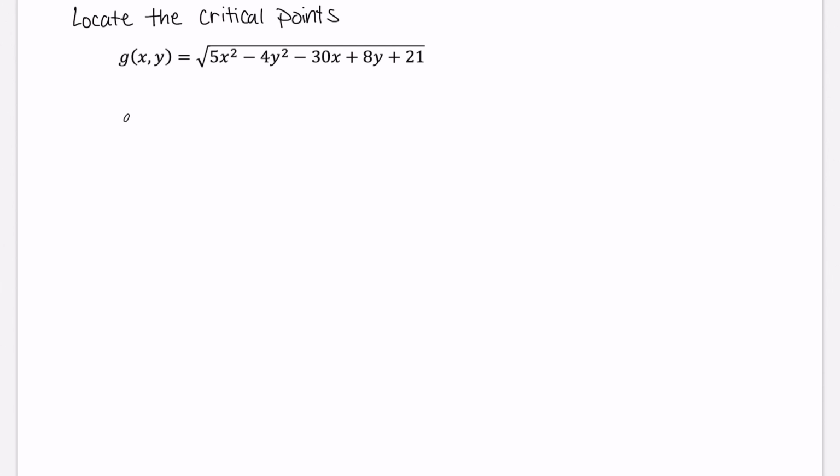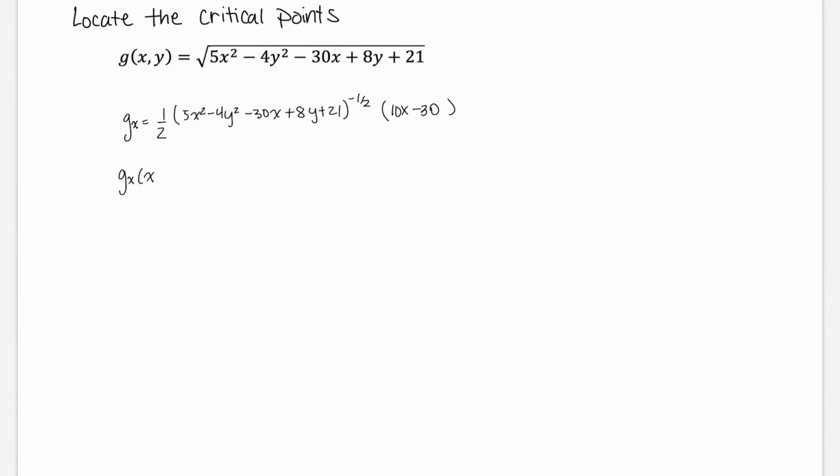So the partial derivative with respect to x is going to be 1/2 times the derivative of this outer function, that is this square root function. So we'll have all of the inside here to the negative 1/2 power. And then to that, we multiply the derivative of this inner portion with respect to x. So that's 10x minus 30.